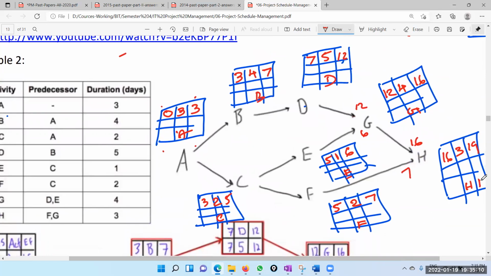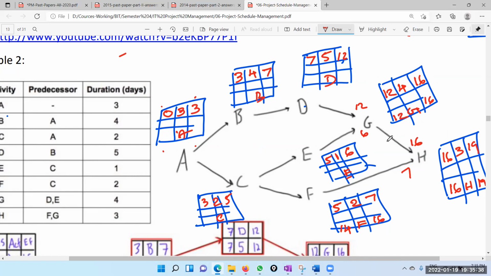So therefore, this is 19. So 19 minus 3 is late start 16. That 16 I can put there as the late finish. So 16 minus 2 is 14 late start. That 16 I can write here also. 16 minus 4 is 12.